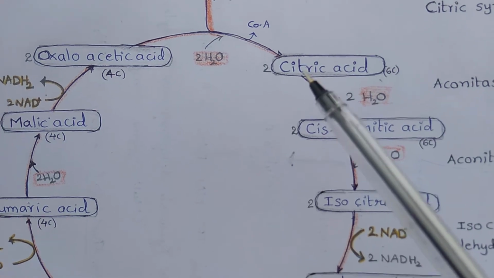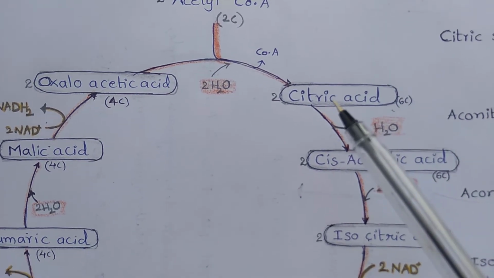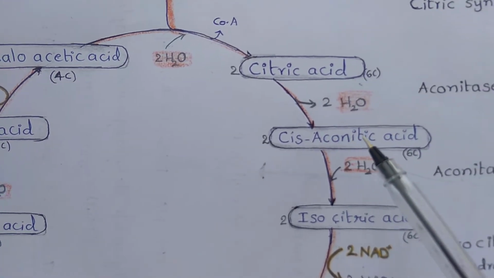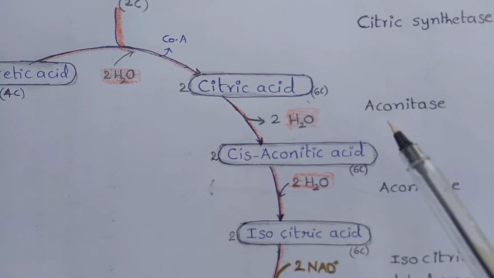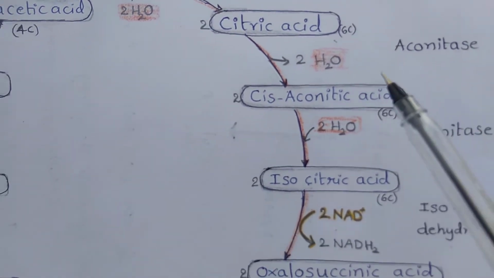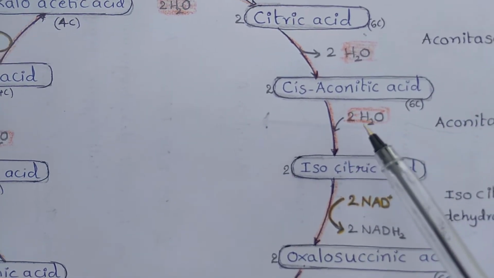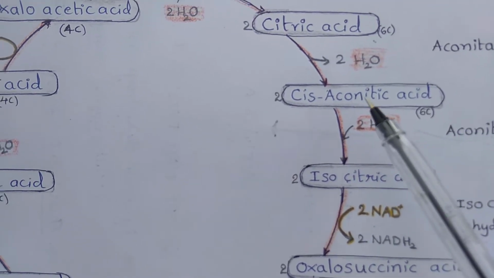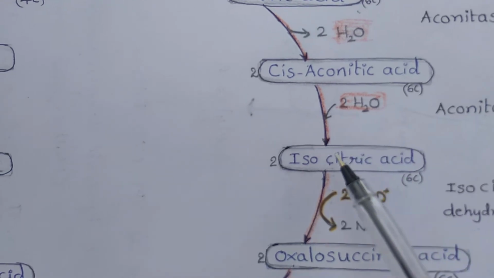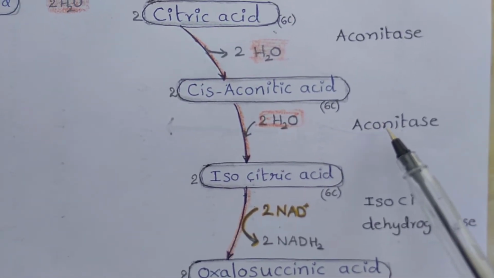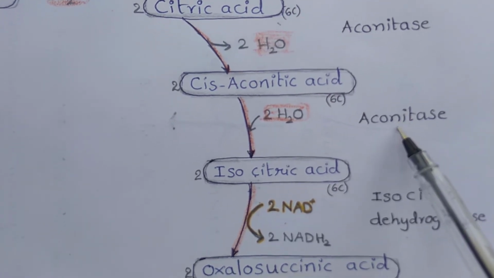Second step, dehydration. From citric acid, two water molecules are removed to form cis-aconitic acid. This reaction takes place in the presence of the aconitase enzyme. Third step, hydration. Two water molecules are added to cis-aconitic acid to form isocitric acid. This reaction also takes place in the presence of the aconitase enzyme.